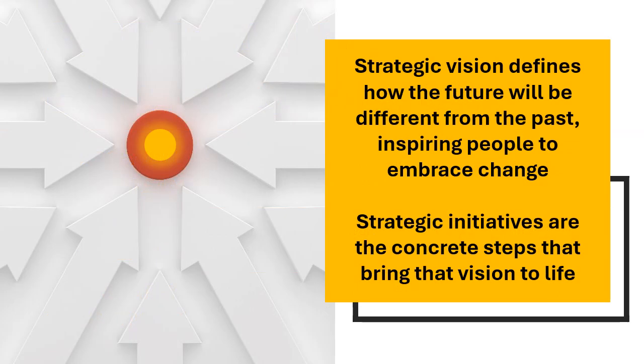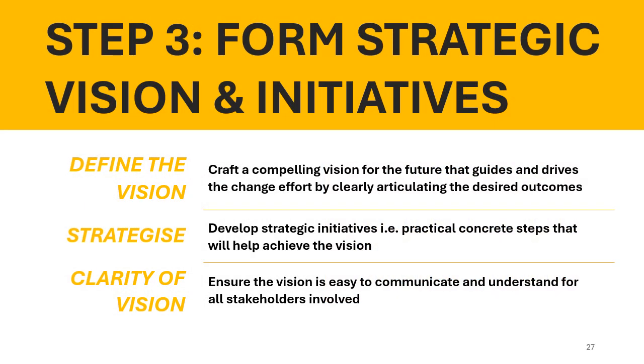Next, we need strategic vision. So strategic vision defines how the future will be different from the past, and strategic initiatives are the concrete steps that bring that vision to life. First, we define the vision. We need to come up with a compelling vision for the future that guides and drives the change by clearly articulating what we want to happen. Next, we strategize. We come up with concrete steps to help us achieve that vision. And we also need to make sure that that vision is incredibly clear so it is easy to communicate. And we need to make sure that all stakeholders can understand what's involved.